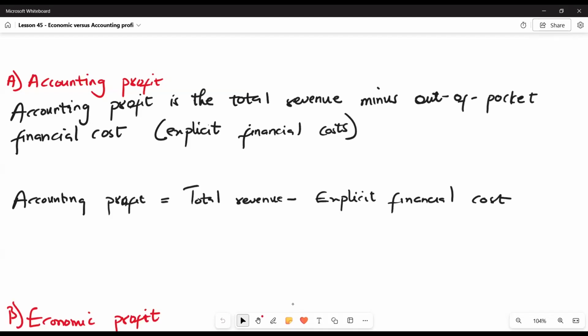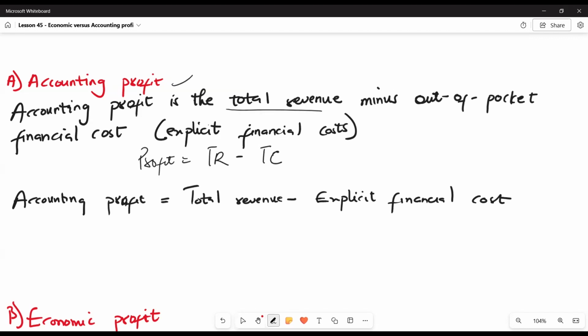So economic profit and accounting profit are two different measures of a firm's profitability, each providing a distinct perspective on financial performance. So we know that for any firm, the profit of the firm is calculated as the total revenue minus the total cost. So let's start with accounting profit.